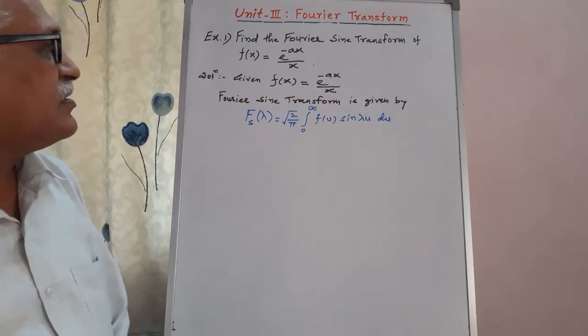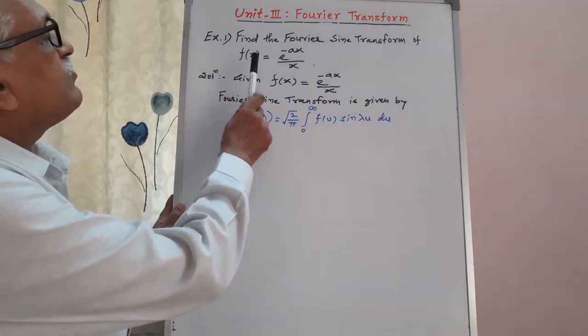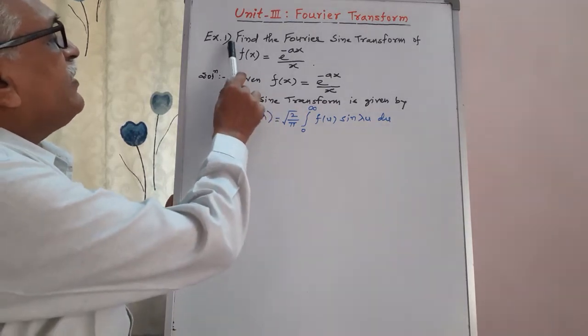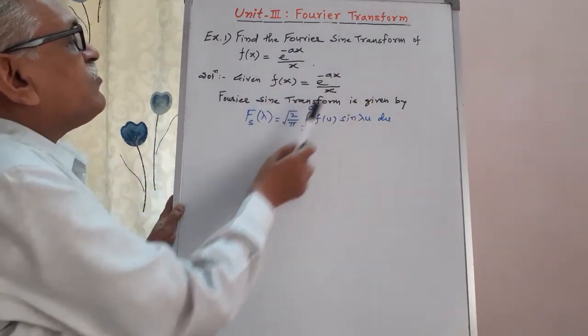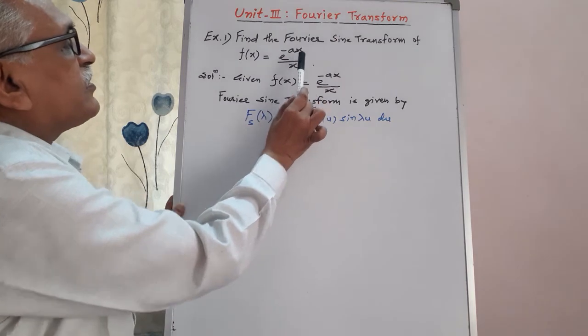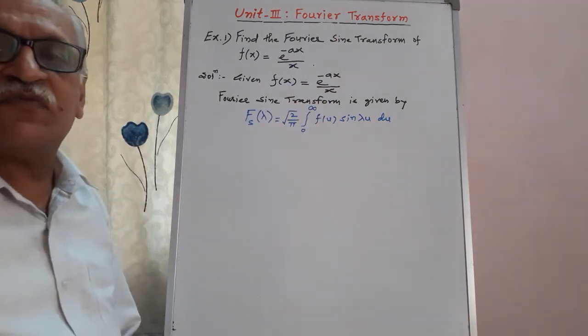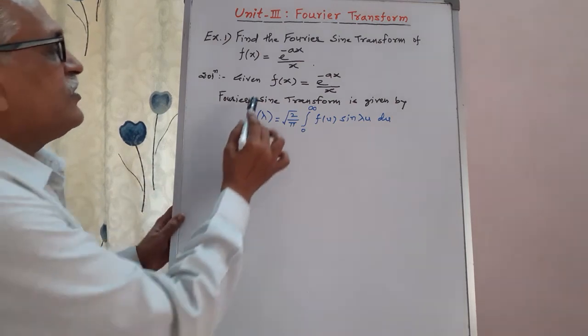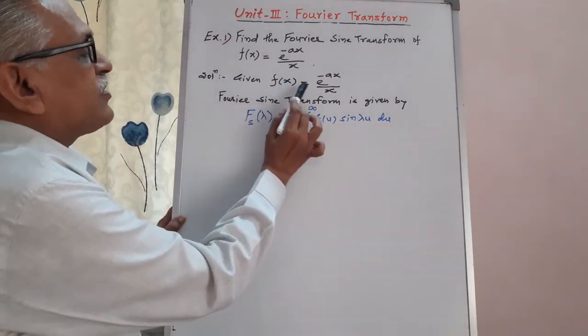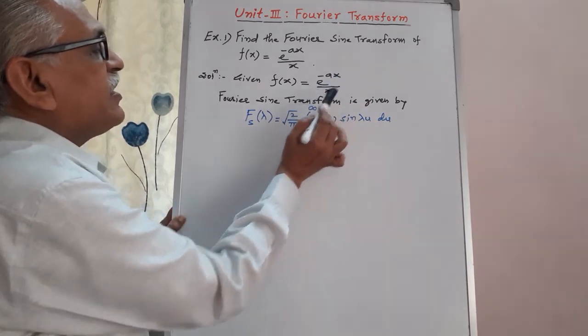Today I am discussing an important problem from Fourier Transform. Find the Fourier Sine Transform of f of x is equal to e raised to minus ax divided by x. Here we are required to obtain the Fourier Sine Transform. Therefore, the given function is f of x is equal to e raised to minus ax divided by x.